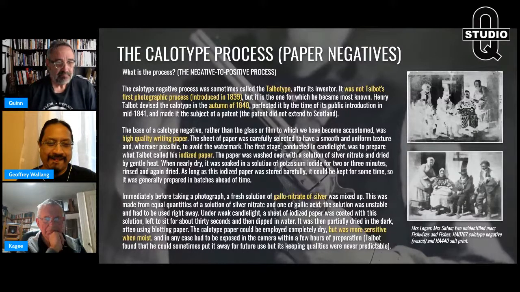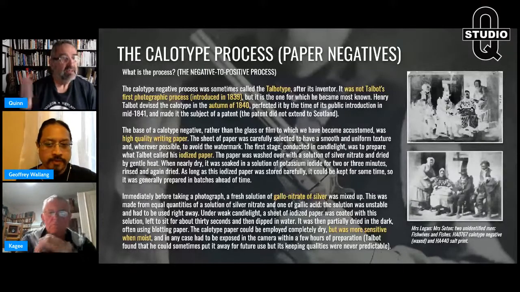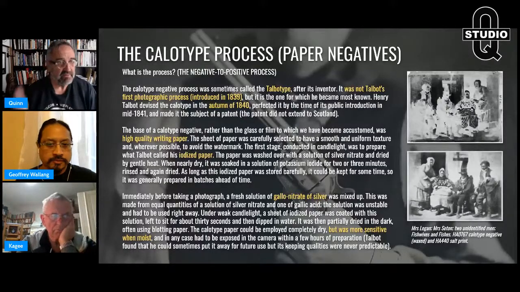But the base of the calotype negative, rather than glass or film to which we have become accustomed, was high quality writing paper. So we're making these negatives on paper, right? And then there's some variations we're going to look at. The sheet of paper was carefully selected to have a smooth, uniform texture, whenever possible avoiding the watermark.